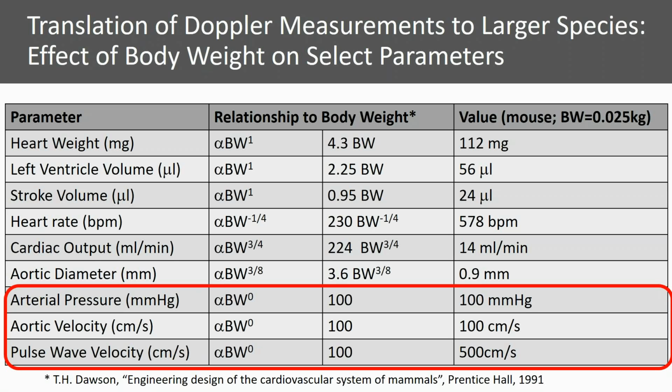And so same thing with aortic velocity and pulse wave velocity. Most velocities in vessels are independent of body size, and pulse wave velocity, which is used to define stiffness, is also independent of body size. So these numbers don't vary across species that much, and so it will allow for a direct translation.